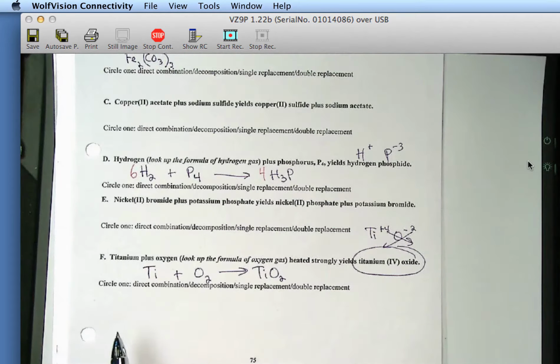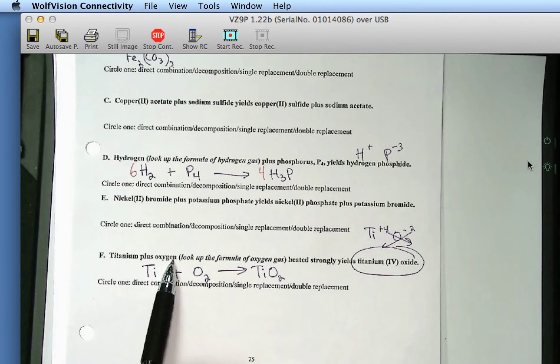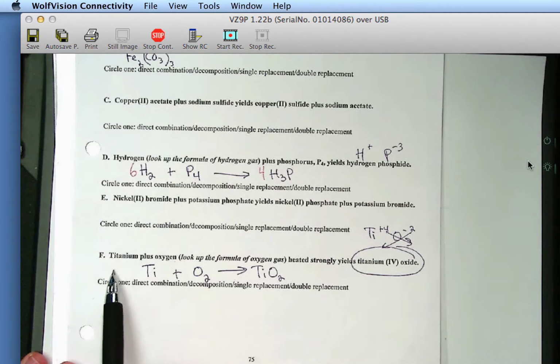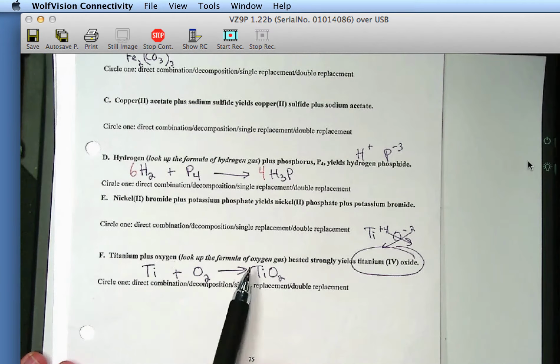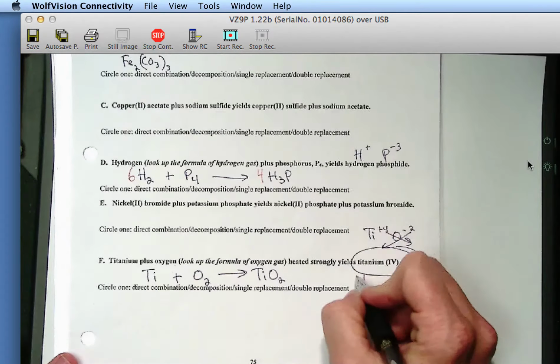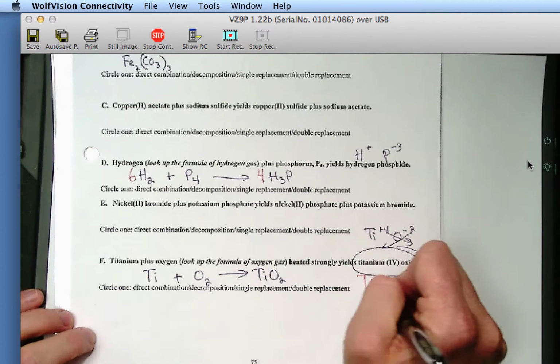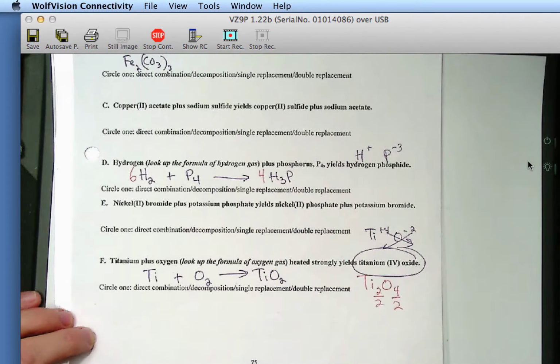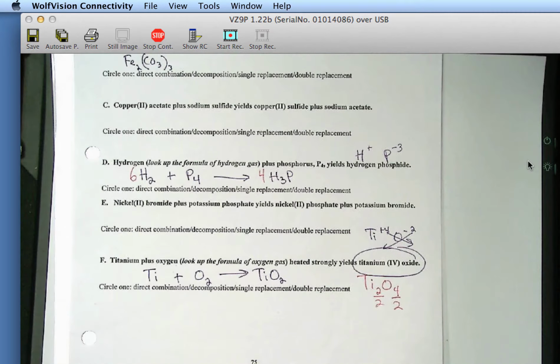Then the last one, oxygen. Remember, oxygen is a Hofbrinkel. Titanium plus oxygen gives you titanium 4 oxide. This is one where you would get Ti2O4, but since it's a metal to a non-metal, you can reduce it. So you end up with TiO2. Now, is it balanced? Yes. Good.